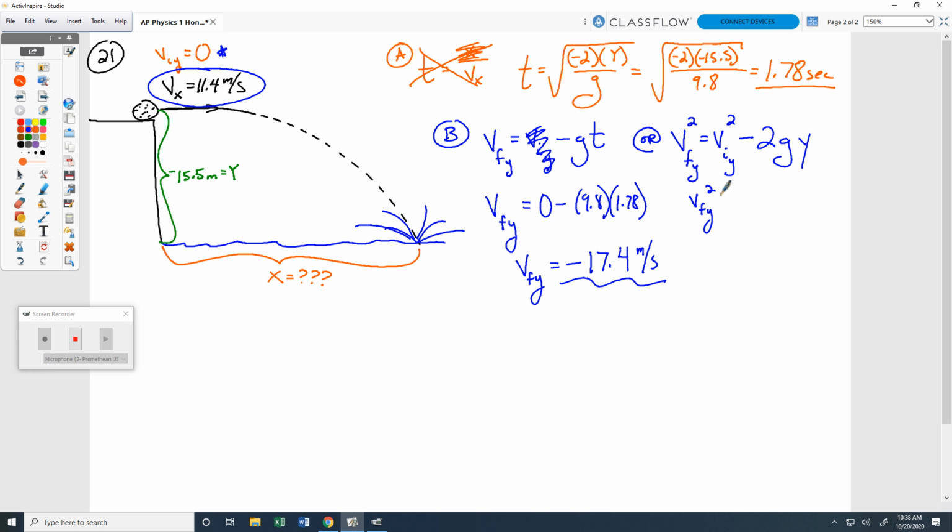VFY squared would equal 0 squared minus 2 times 9.8 times a negative 15.5. This will actually give you the same thing. VFY would be 17.4 meters per second. Now the thing to watch out for is notice that it's a squared up here. And so a lot of people put that as positive, but we saw this with the Gwen Stacy problem. She was thrown downward. She fell from the bridge down into the water.